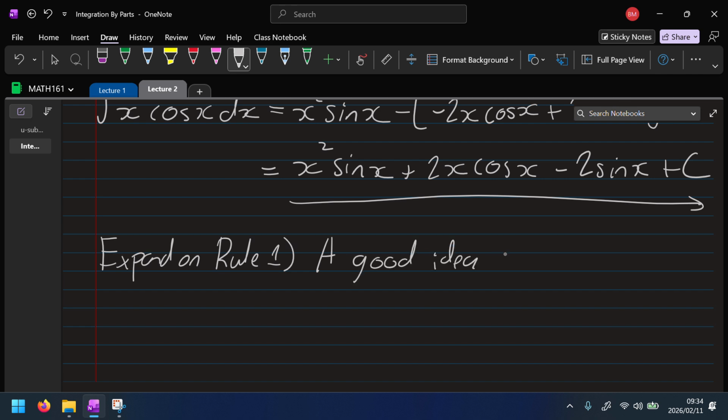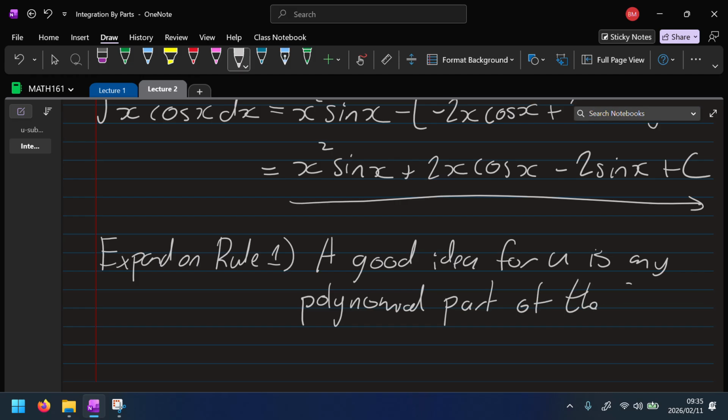So a good idea for u is any polynomial part of the function. Okay. So if you have some polynomial part, so like x squared plus 3x, for example, that polynomial part you let be u. And then everything else, that will then be dv.